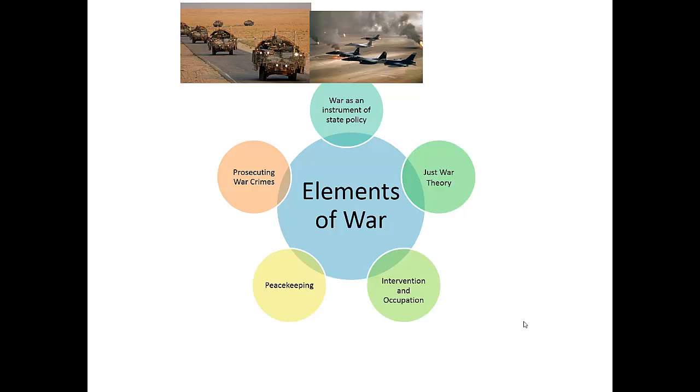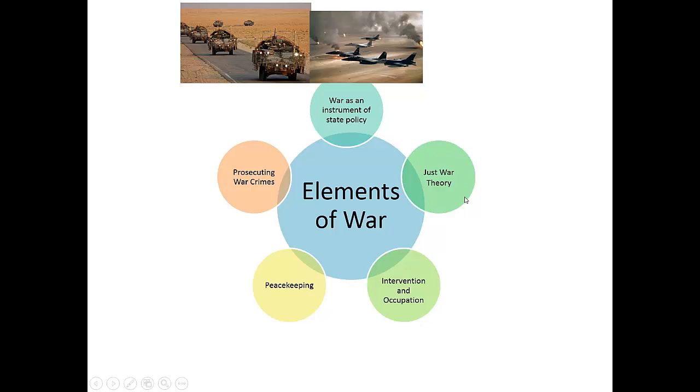So just like in Area of Study 2, when we learnt about foreign policy instruments, different instruments that states can use to achieve their goals, war is one of those instruments. And it's von Clausewitz who tells us that war is just another tool, a political tool, available to the state to achieve its goals.